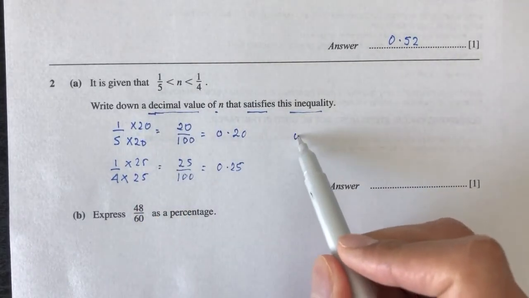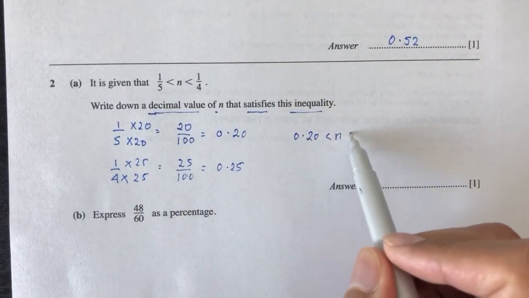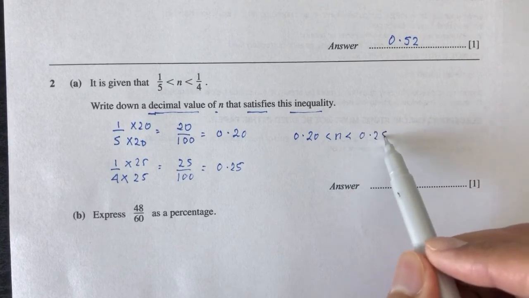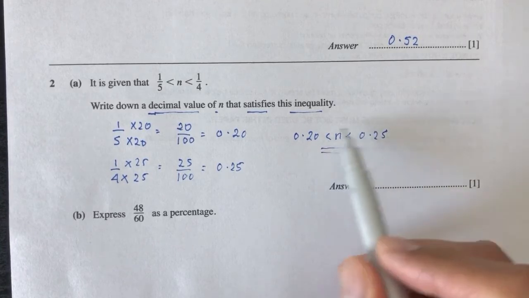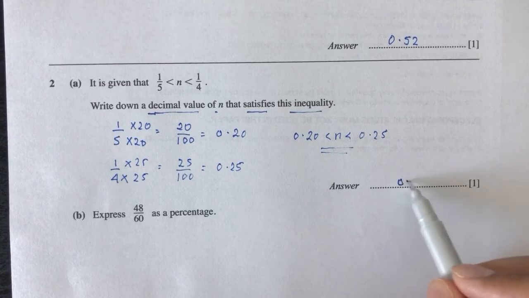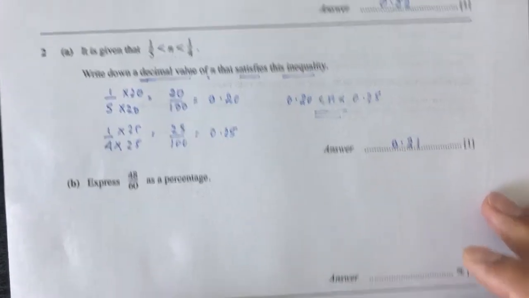The next step will be to replace those in the inequality. We get 0.20 is less than n, less than 0.25. So now it's really easy to find something in between. We can just write 0.21, for example.